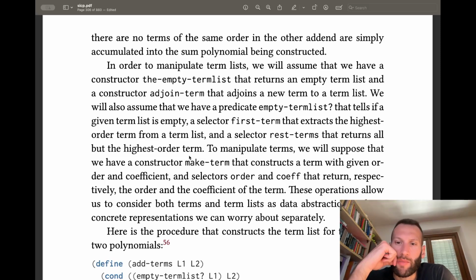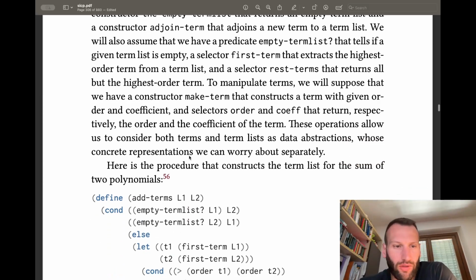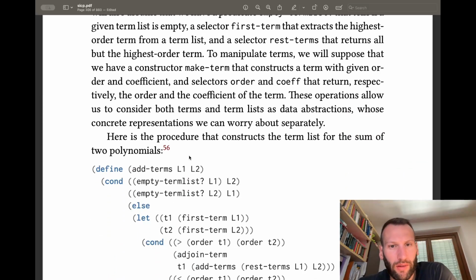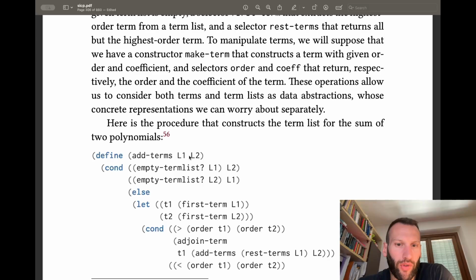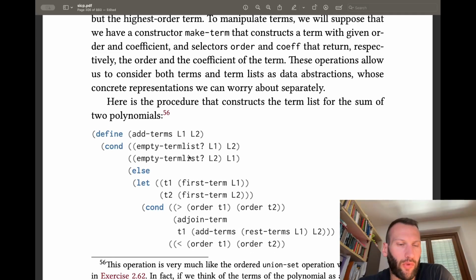To manipulate terms, we will suppose that we have a constructor make term that constructs a term with given order and coefficient, and selectors order and coef that return respectively the order and the coefficient of the term. These operations allow us to consider both terms and term lists as data abstractions, whose concrete representations we can worry about separately. Here is the procedure that constructs the term list for the sum of two polynomials.